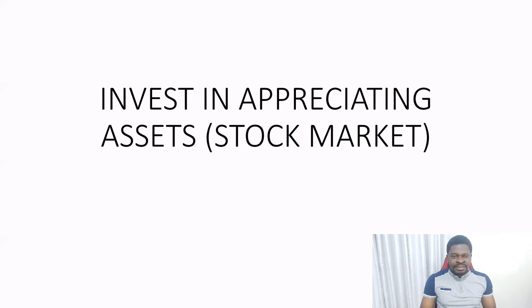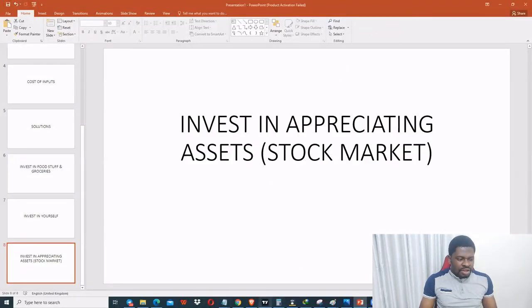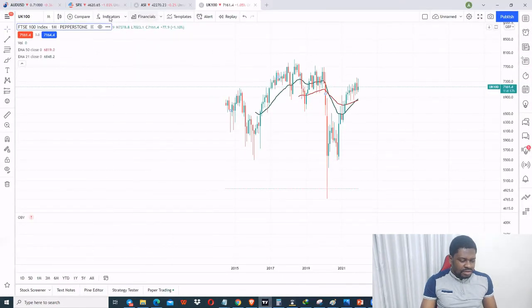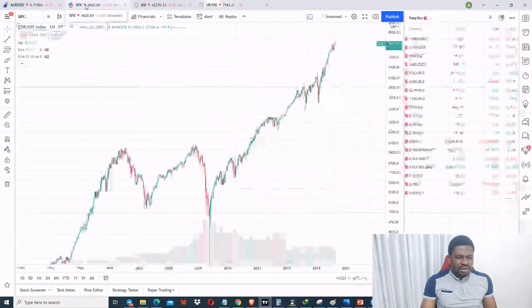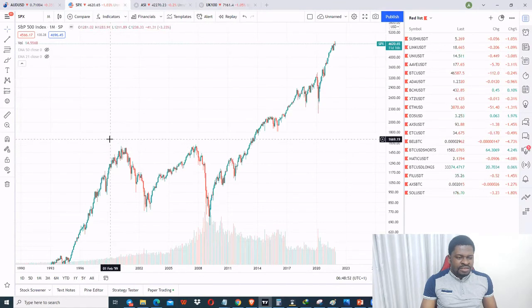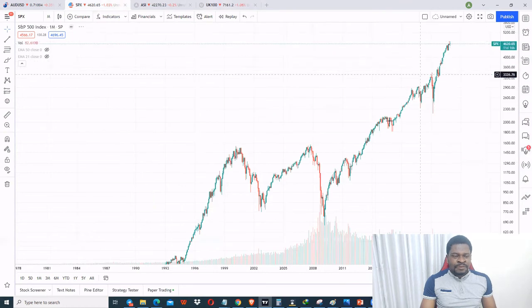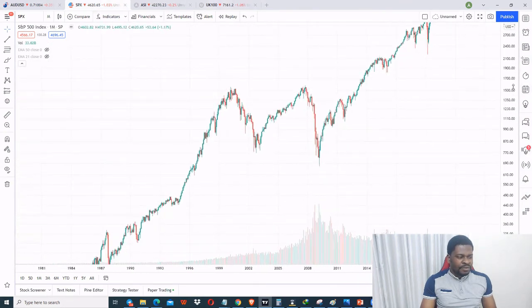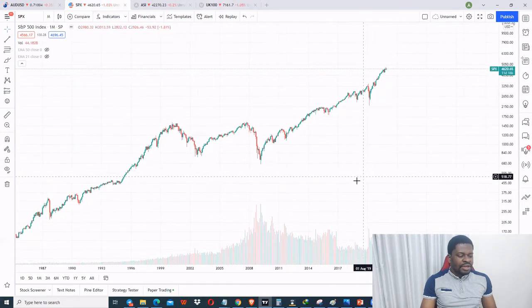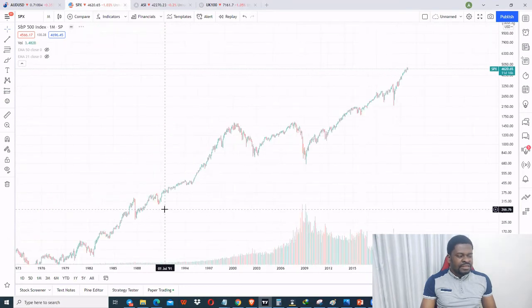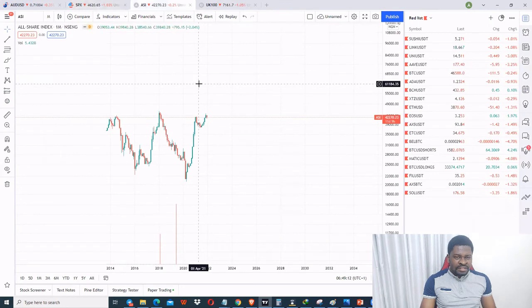Now, I'd like to point out that not all stocks will beat inflation. Take for instance, these are different stock markets. This is the S&P 500, the monthly chart of the S&P 500. If you look here, this index has clearly outperformed US inflation, which is amazing.